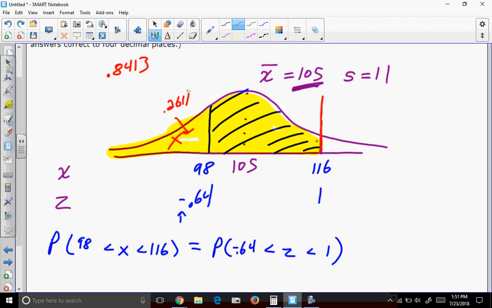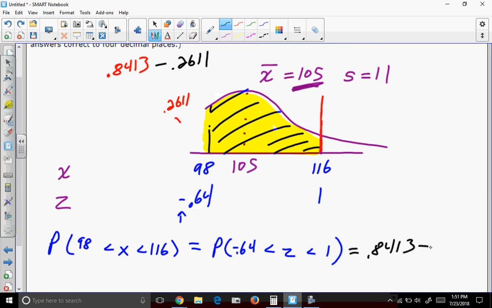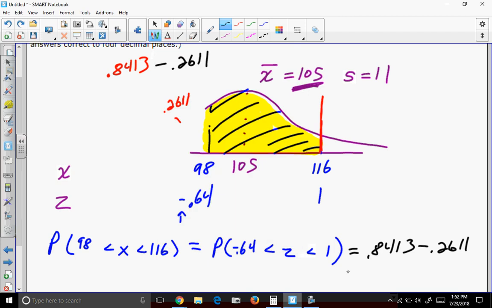So we know this entire yellow region, the area we're looking for, doesn't include this portion. So we take that whole area, we subtract off the part that is counted that we don't want to include, and that gives us what's highlighted. So 0.8413 minus 0.2611, we get 0.5802.